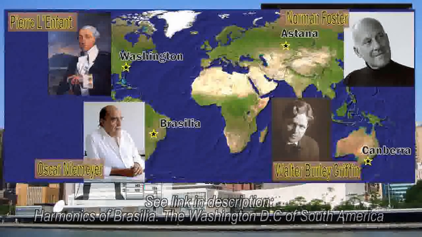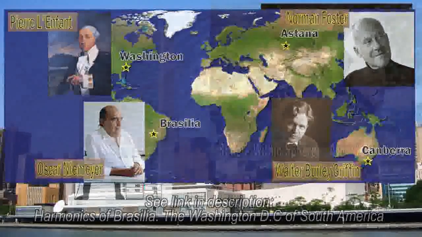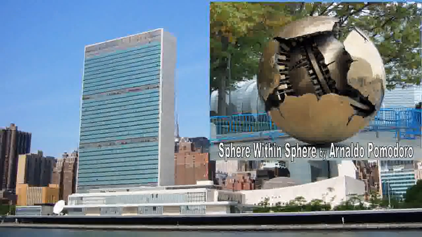But Oscar Niemeyer was also one of the main architects in Brasilia. Now, there are 4 very important capital cities: Canberra, Astana, Washington, and Brasilia. Each one of them is designed on a very important geometrical but also legal setting, which sets them apart from other capital cities, and the link will be in the description there.